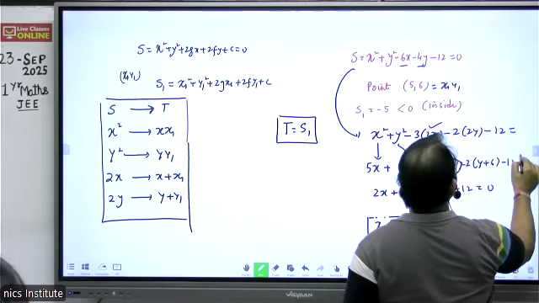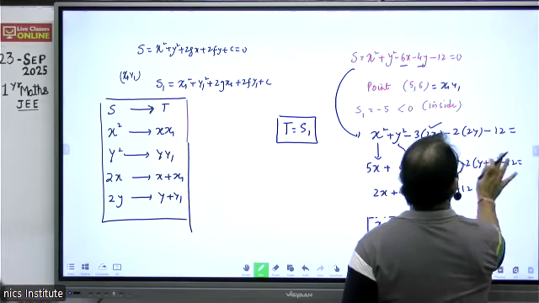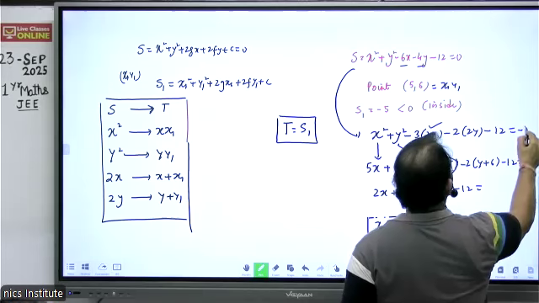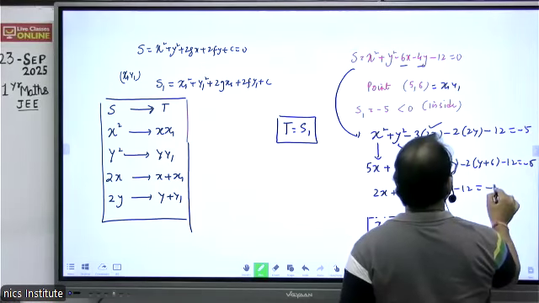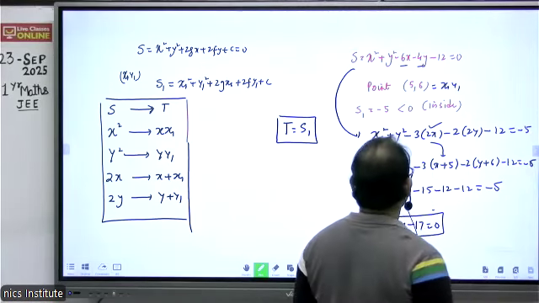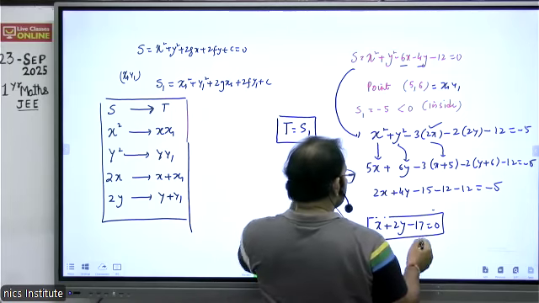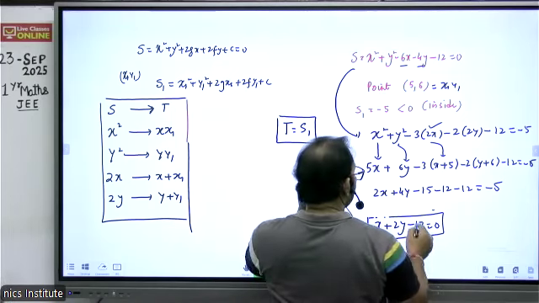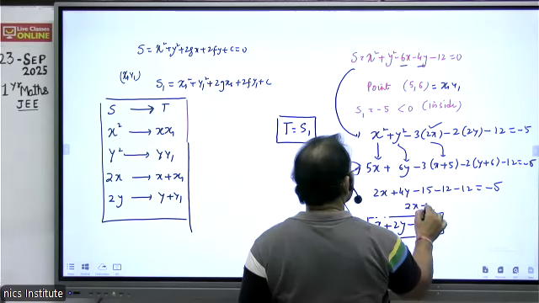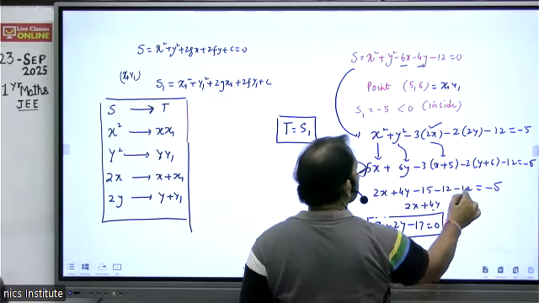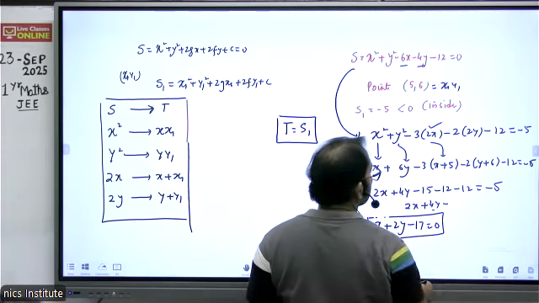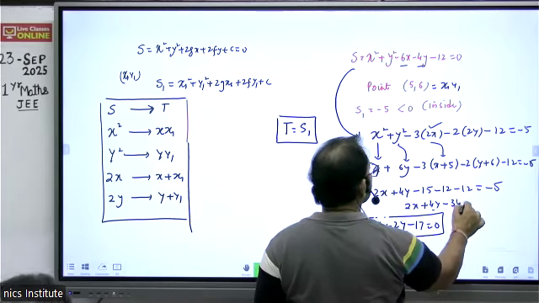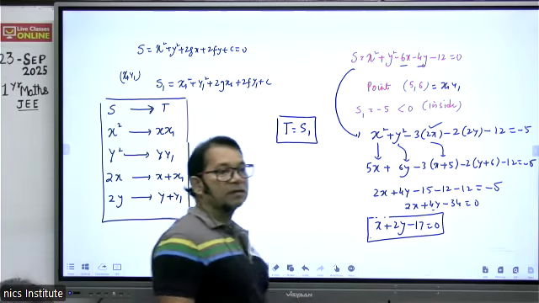How much did you get for S1? -5 equal to -5. So now what is the answer? 2x plus 4y. This is 34. Yeah. So you get the same answer.